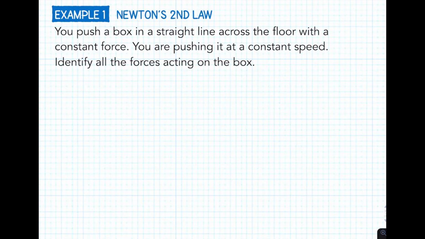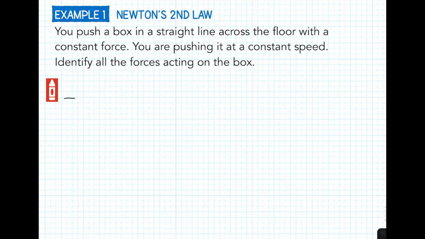I'm going to do an example as we do. I will just do this one to show you how it works, and then we'll probably do a problem right after this. So the question says we're pushing a box in a straight line across the floor with a constant force, and we're pushing it at a constant speed. And so we want to identify all the forces acting on the box. So to start out with, we're going to draw the picture.